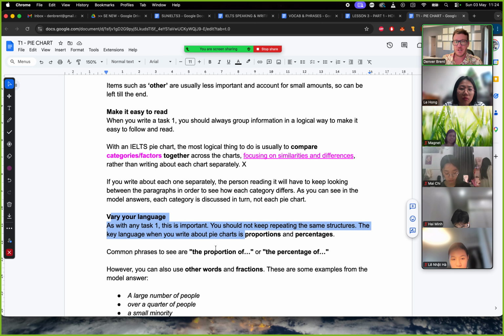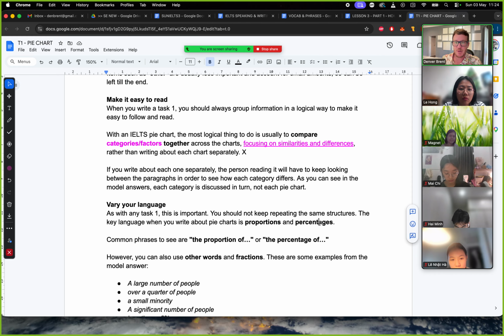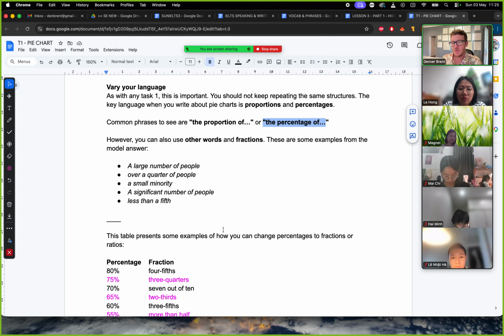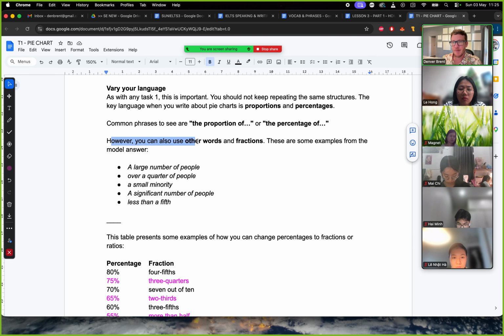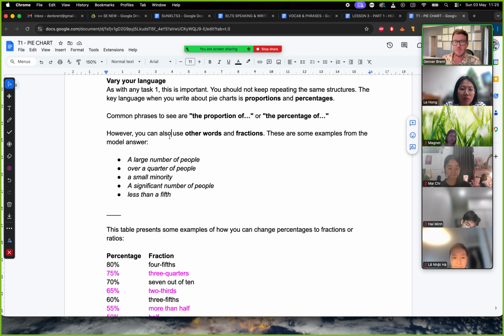Vary your language. So for pie charts, it's proportions and percentages, or the proportion of, the percentage of, okay? And then I'll go through this with you just quickly. If you have a look here, this is quite important. Some examples of a model answer: a large number of people, over a quarter of the people, a small minority. You need to use these types of phrases to detail quantities.